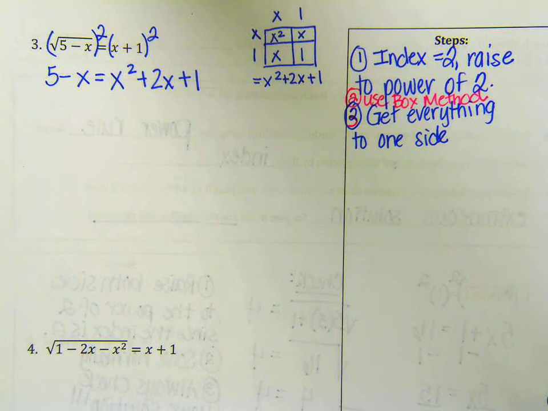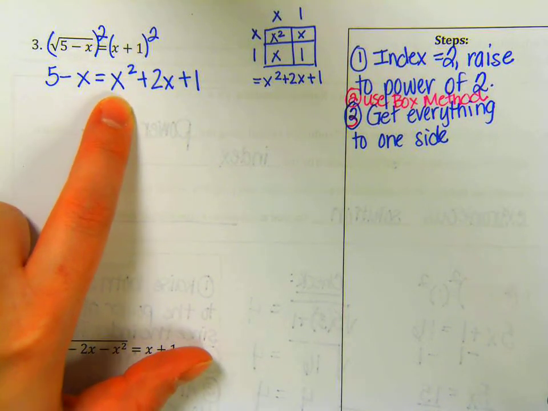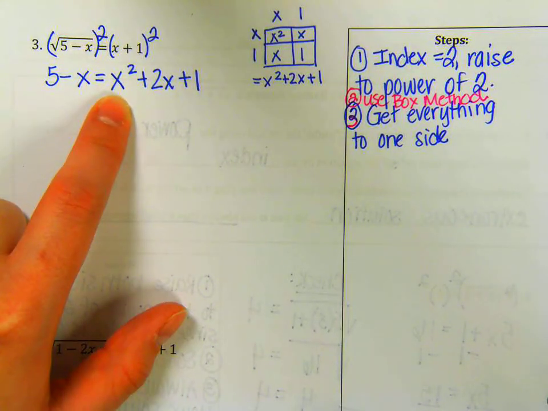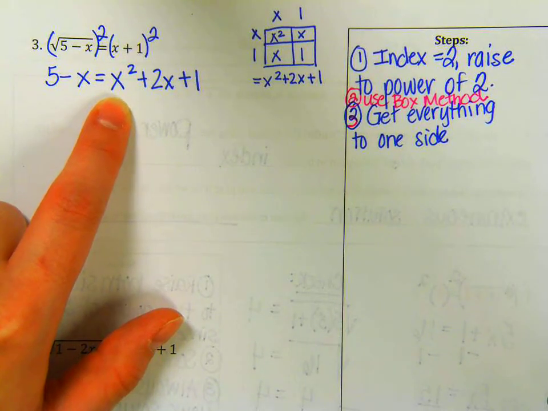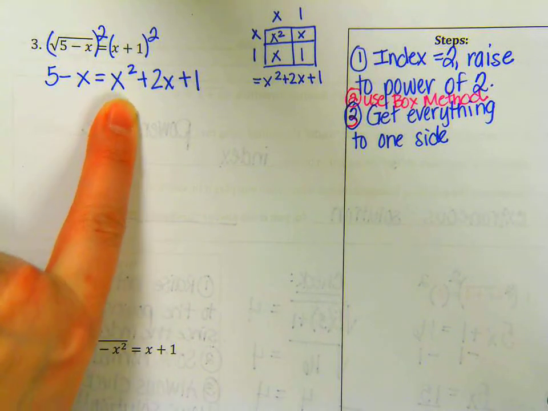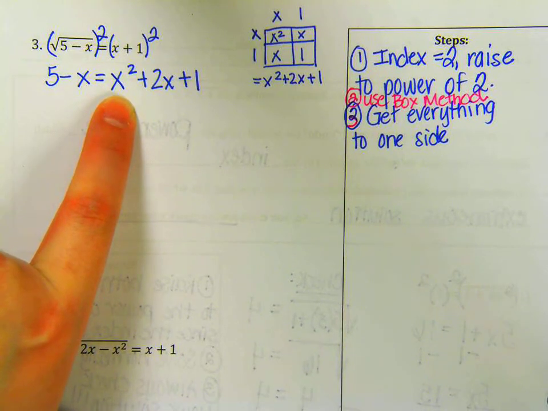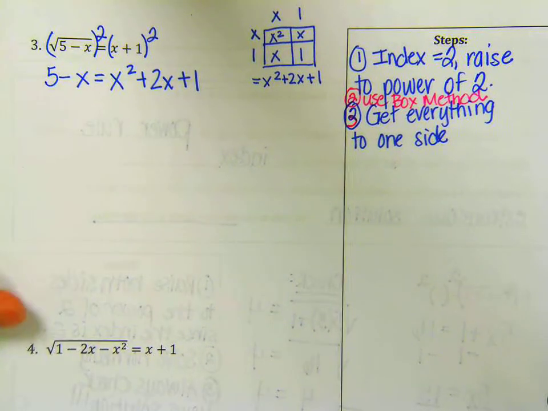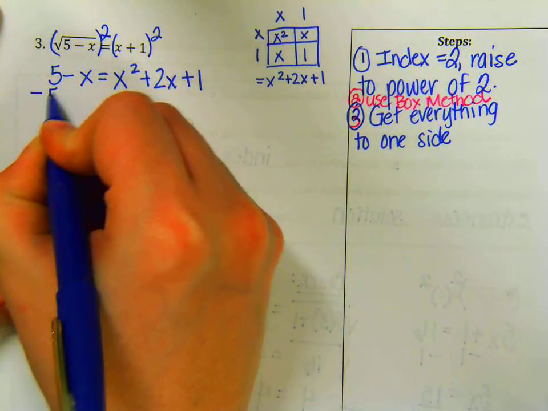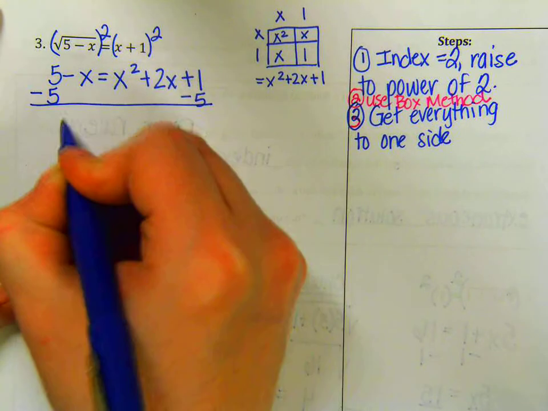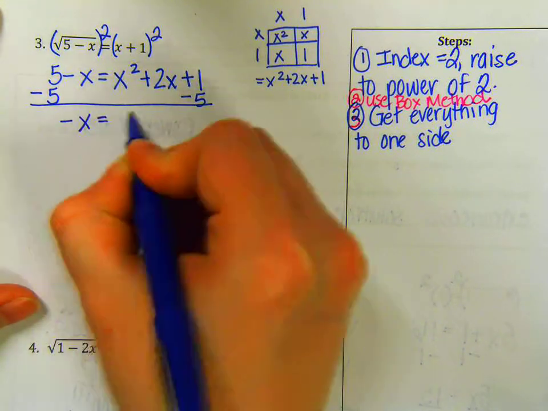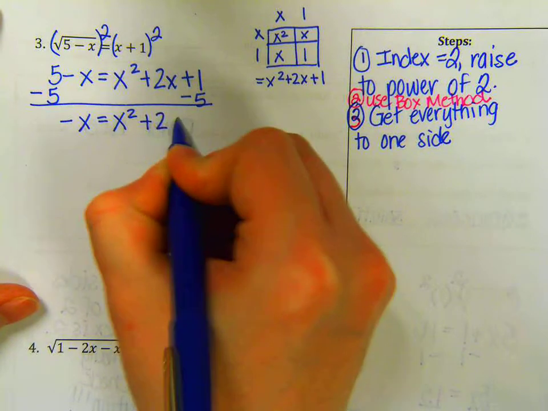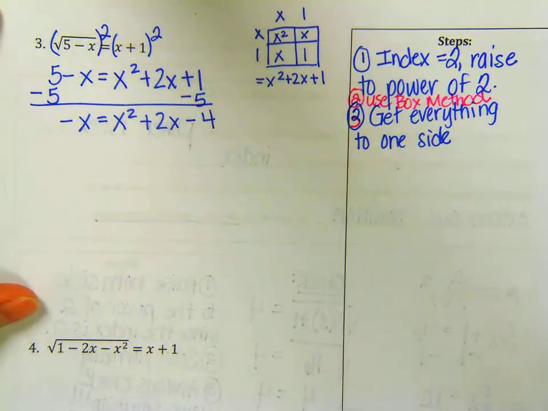Now, the reason why I'm getting everything to one side is that whenever I have an x squared, that means I'm going to end up having to factor. Well, next chapter, it's not going to be just factoring. It's going to be a couple other methods that you might like better. But with squared in these problems, I know that I'm going to end up having to factor the answer. So I'm going to move all of my stuff over to the other side. I'll start with the 5. So I'll subtract 5 from both sides. So I'll end up with negative x equals x squared plus 2x minus 4.